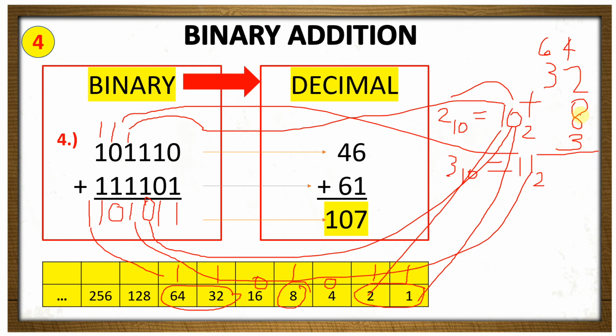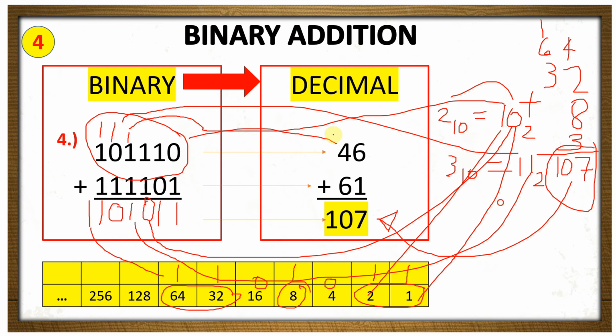So this is 10, 17. Okay, this is 17 carry 1, oh that's 10. Okay, that's 107. So 107 is equal to here 107. So meaning the equivalent of this one is 46 and this one is 61. So you just convert it to decimal by looking at the table here below.